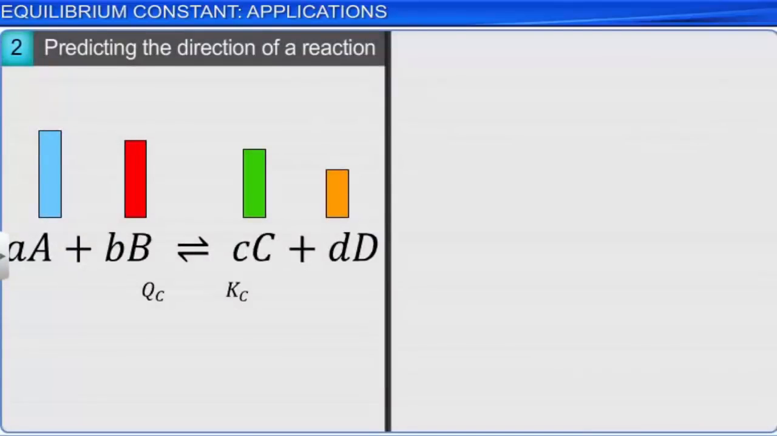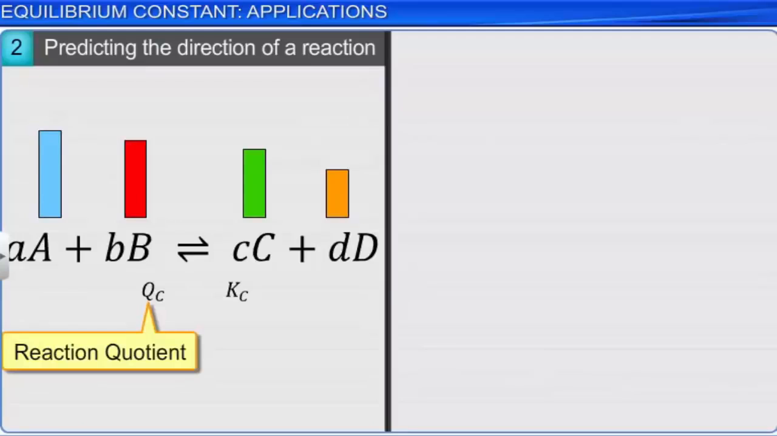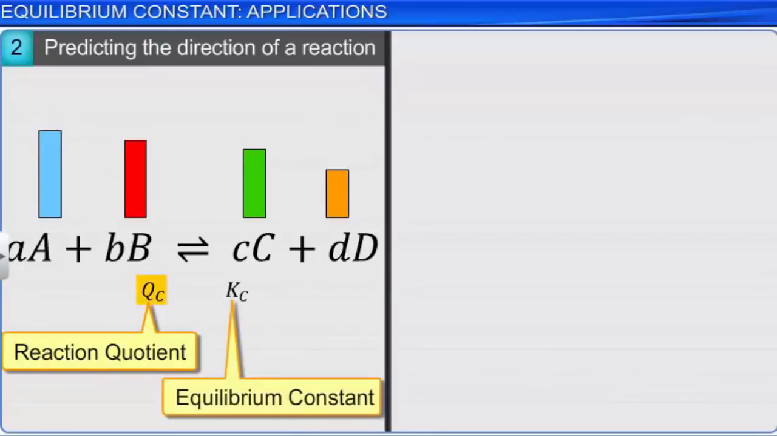This is done by comparing the reaction quotient Qc with the equilibrium constant Kc. So, for predicting the direction of a reaction, you also need to have knowledge of the reaction quotient. Let us first learn what reaction quotient is.